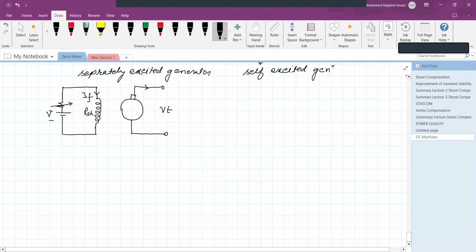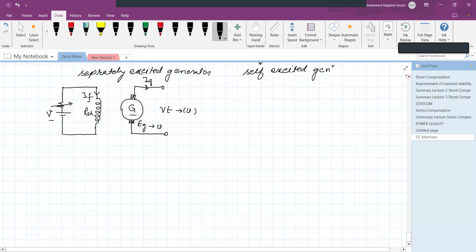The current delivered by the generator is IG or IA. And there are two brushes which collect the current from the rotating part. As it is a generator, this is a DC generator. The EMF generated is EG, and the terminal voltage is VT. So what is the difference between terminal voltage and EG? Because both are measured in voltage.